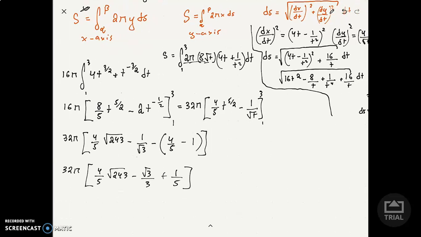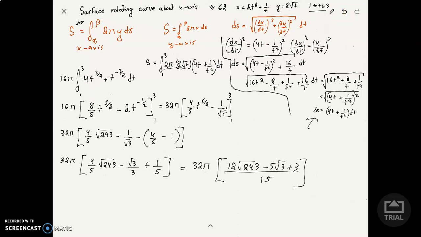And then if we go for a common denominator, hoping this works out, we'd have a common denominator of 15. So 32 pi times, this one would be 12 root 243 minus 5 root 3 plus 3, over 15. And that should be the answer to this problem. So again, it's just pretty much computational. This is kind of the tricky part right here, identifying that you can make it a perfect square and then kill the root, and that way you're actually able to integrate it. So yeah, there you go.